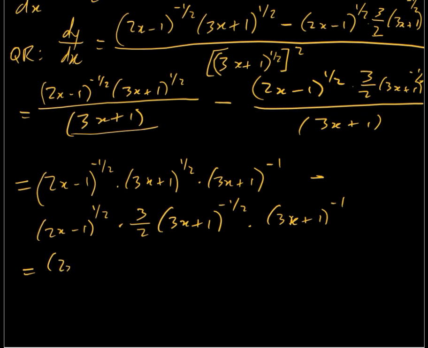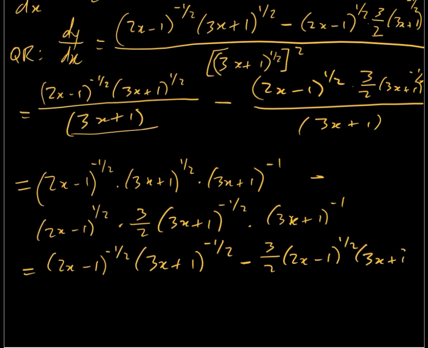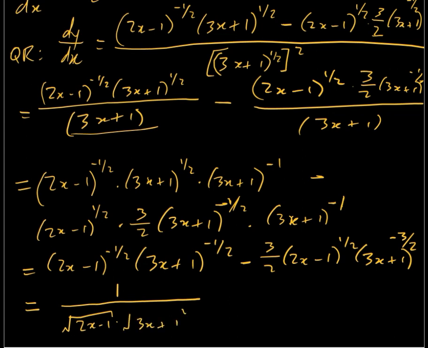So the first term remains (2x minus 1) to the power minus half, and then here (3x plus 1) to the power half times (3x plus 1) to the minus 1 becomes (3x plus 1) to the minus a half. And then the second term here is 3 over 2 times (2x minus 1) to the power half, but now this becomes (3x plus 1) to the power negative 3 over 2, because it's negative a half minus 1. We don't want negative exponents, so let's write these without negative exponents. So we put them underneath. This is the square root of 2x minus 1 times the square root of 3x plus 1, and then this term here is minus 3 times, this is a simplification.